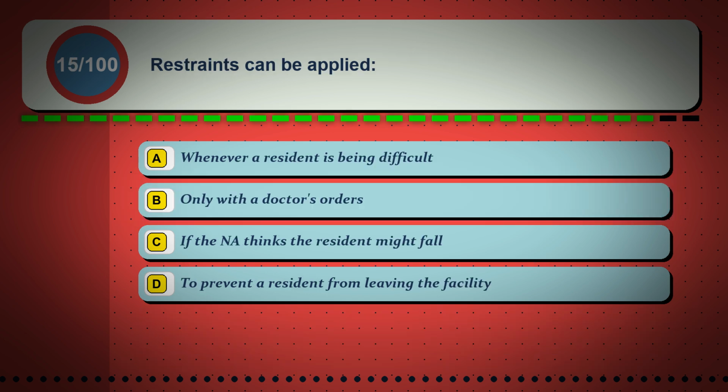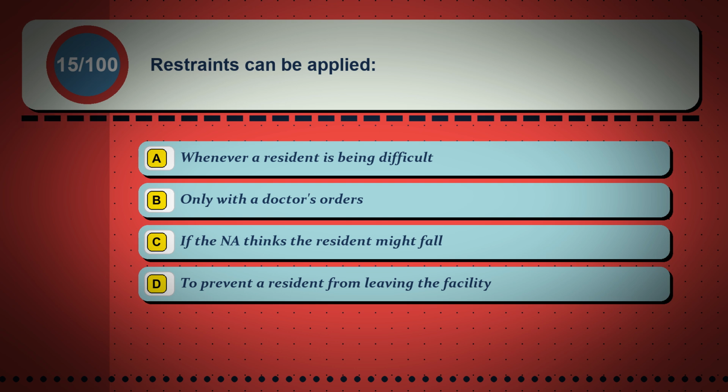Question 15. Restraints can be applied. Option A. Whenever a resident is being difficult. Option B. Only with a doctor's orders. Option C. If the NA thinks the resident might fall. Option D. To prevent a resident from leaving the facility.